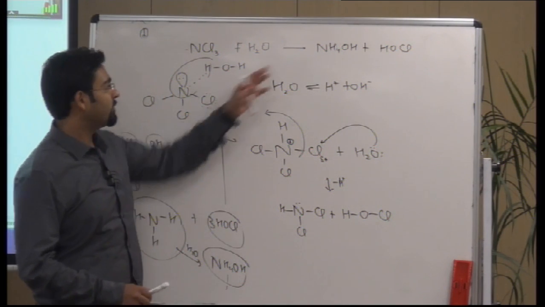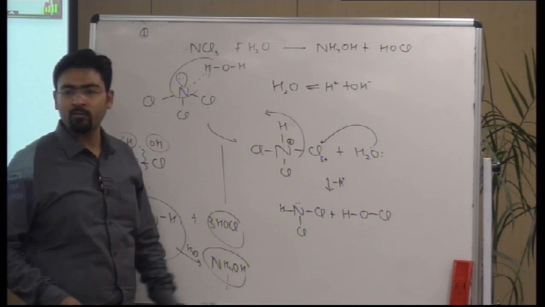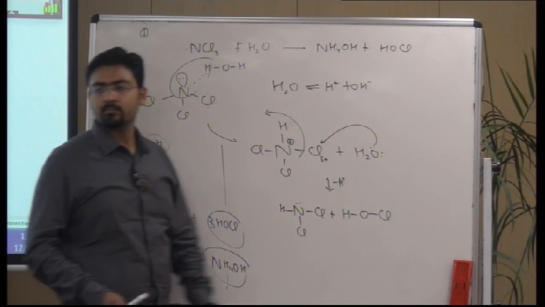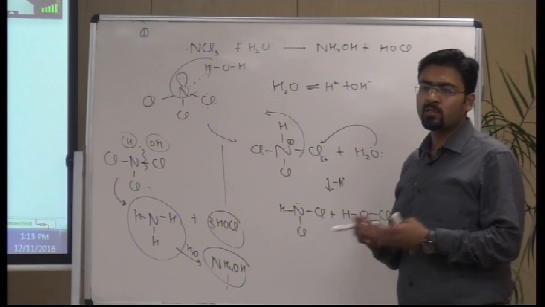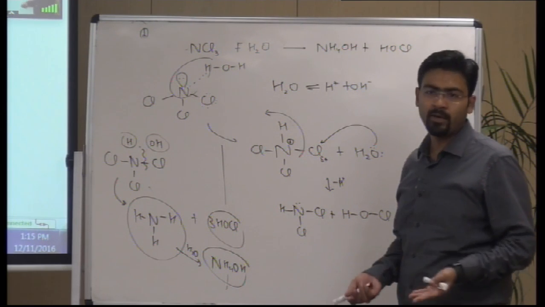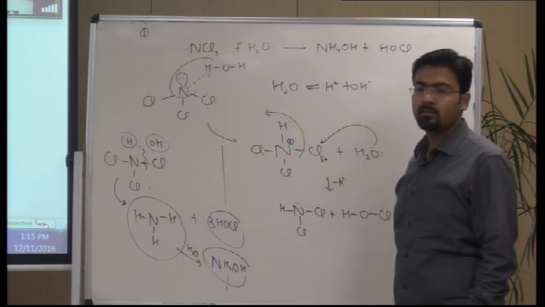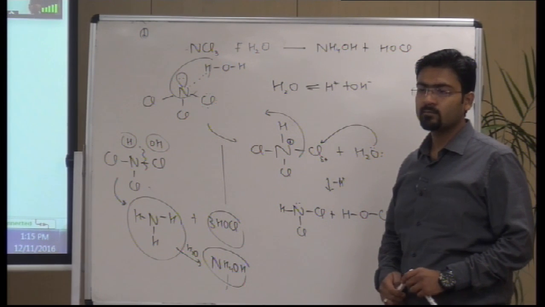So 3 moles of HOCl will be formed and 1 mole of ammonia will be formed through this reaction from 1 molecule of NCl3. Ammonia in water gets dissolved and reacts with it and forms ammonium hydroxide. So that's the product. Got it?